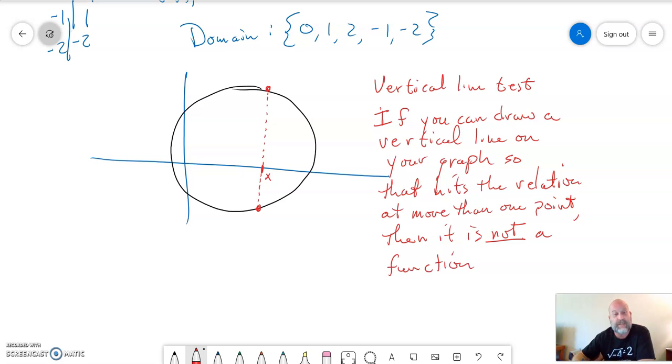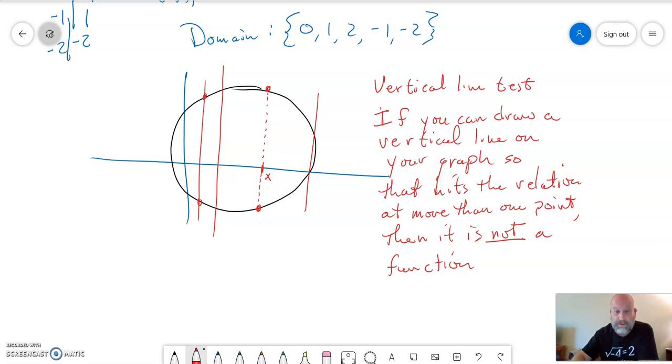So this particular relation that I have drawn here, it's a circle, there's a ton of points that I can draw vertical lines through and hit more than one, right? I could draw a vertical line here, here, here. All of these hit 2 points or more, right? It could be 3, it could be 4. So if I can hit more than 1 point with a vertical line, it's not a function.